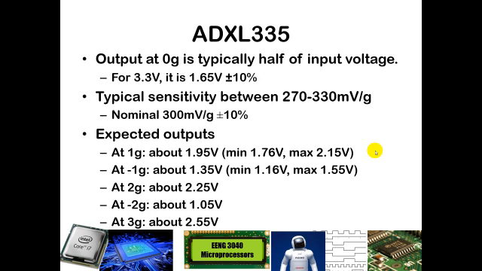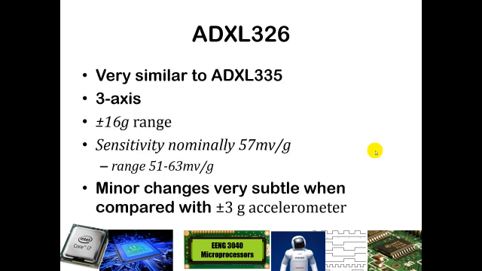Likewise, at negative 1G, we can experience nominally 1.35 volts, but that could range anywhere between 1.16 and 1.55 volts. And you see the other voltages on the screen. For 2G, you'd see approximately 2.25 volts with tolerances associated with that. At negative 2G, you'd see approximately 1.05 volts. And at 3G, you would see as high as 2.55 volts.